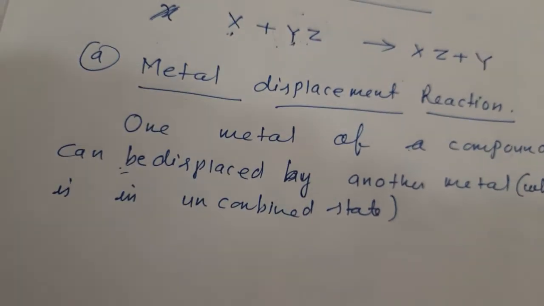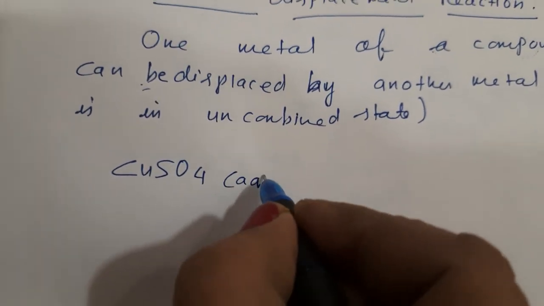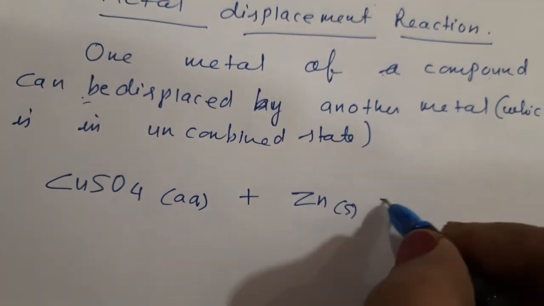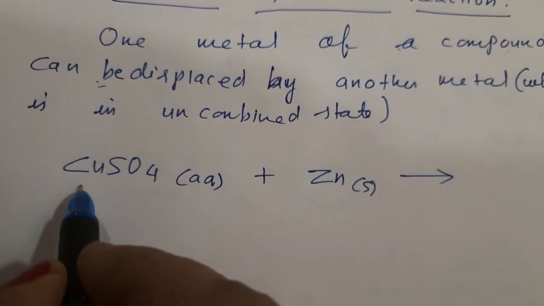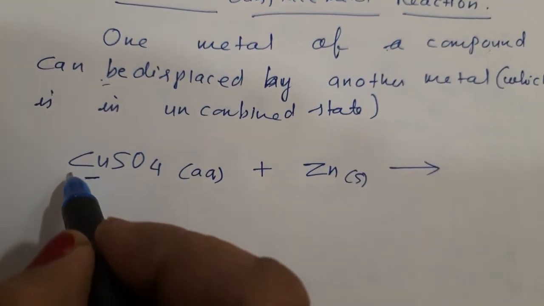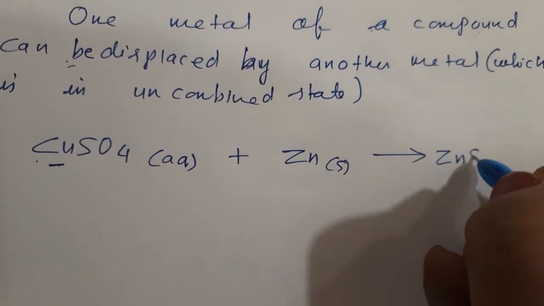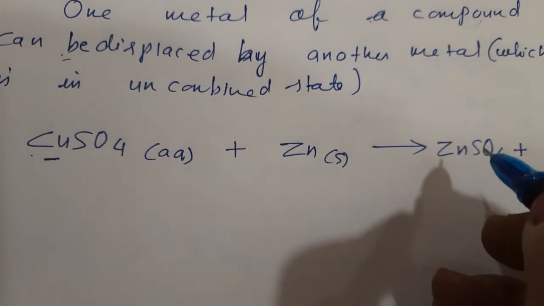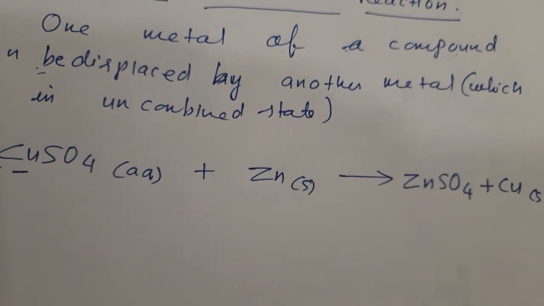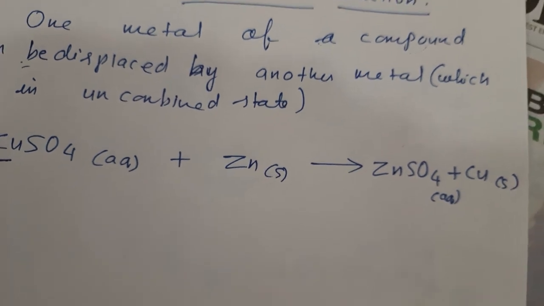Like if I write the example, CuSO4, copper sulfate aqueous, plus zinc, because in aqueous solution it will be like this. Now in this way which metal is there? This is the metal, so this metal will be displaced by another metal. Okay, so zinc will displace copper, so it will form zinc sulfate plus copper. Copper is solid again. So here what we see, copper solid and zinc sulfate, it is aqueous. This is a type of redox reaction.